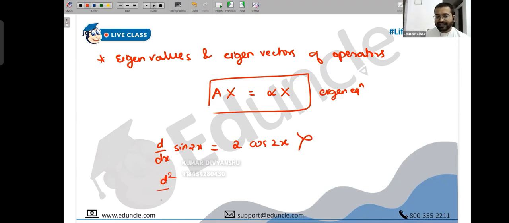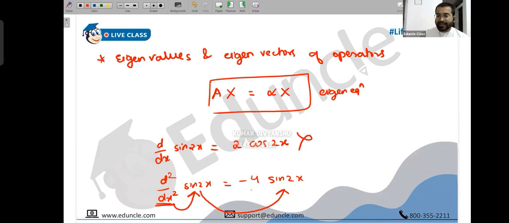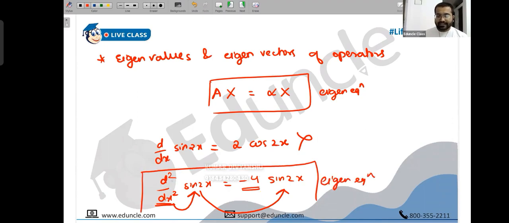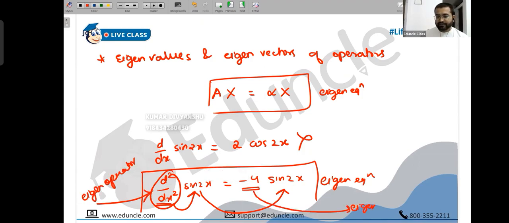But if I calculate the second derivative of sin 2x now, minus 4. The derivative of sin is cos, the derivative of cos is minus sin. You will end up getting minus 4 sin 2x. So this is an operator. You apply this on a function. If you are going to get the same function back along with an additional coefficient, you call this an eigen equation. Now this is an eigen equation. In this equation, d square by dx square is known as the eigen operator, this is known as the eigenvalue, and this is known as the eigen function. Make a note, please.